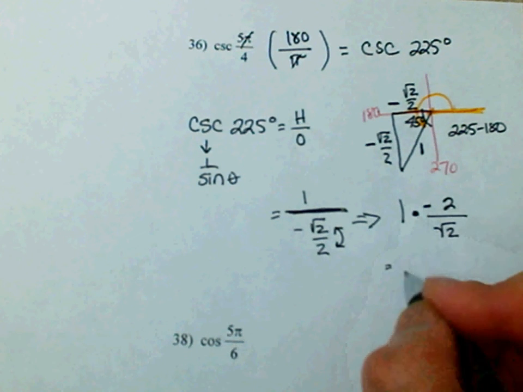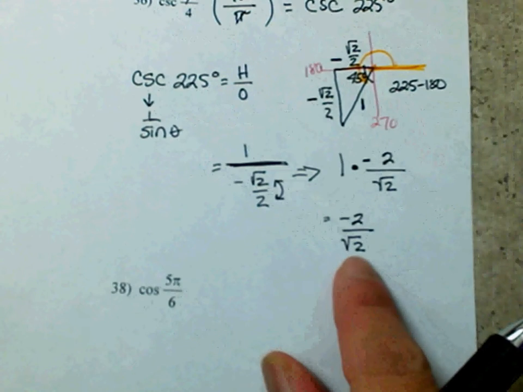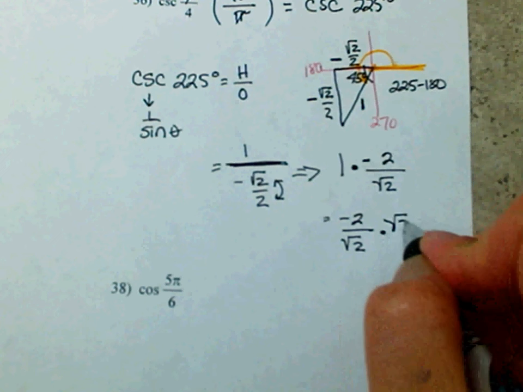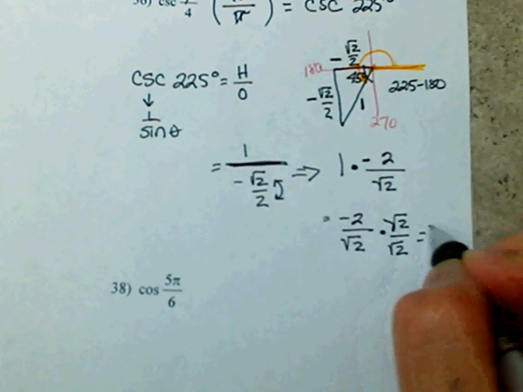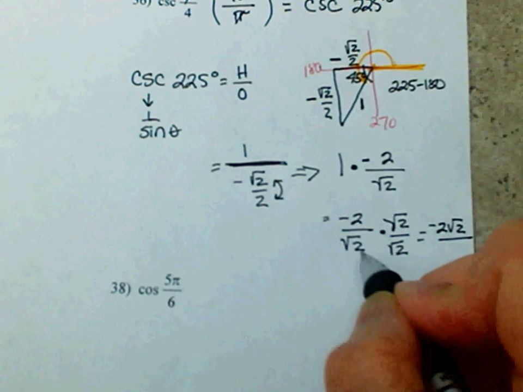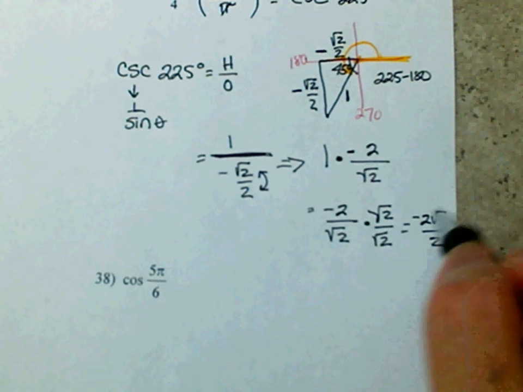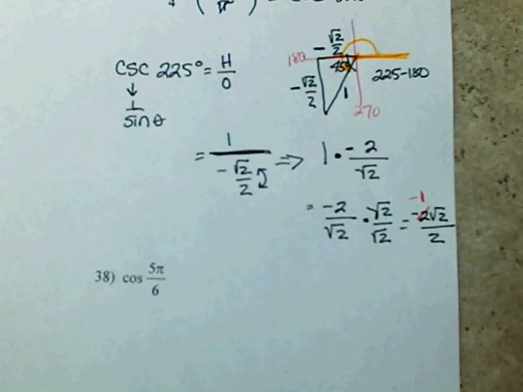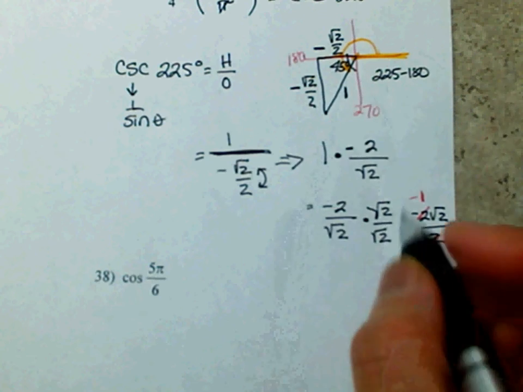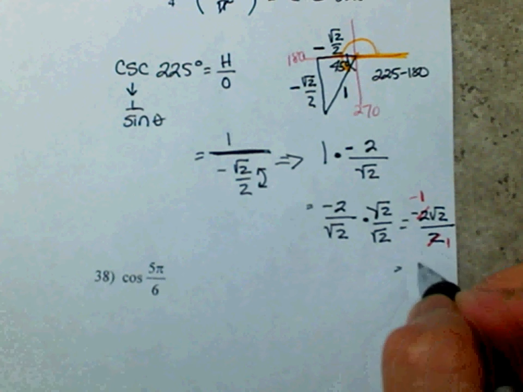So multiply it times itself. Negative 2 times square root of 2 is negative 2 square root of 2. Square root of 2 times square root of 2 is 2. Simplify please. What goes into both of them? 2. So negative 2 divided by 2 leaves you negative 1. 2 divided by 2 leaves you 1. So your final solution, the cosecant of 225, is going to come out to be negative square root of 2. There you go. So hypotenuse over your opposite.